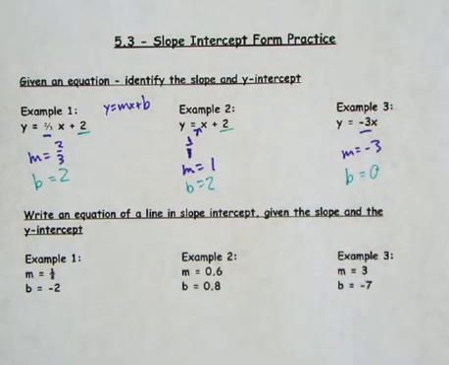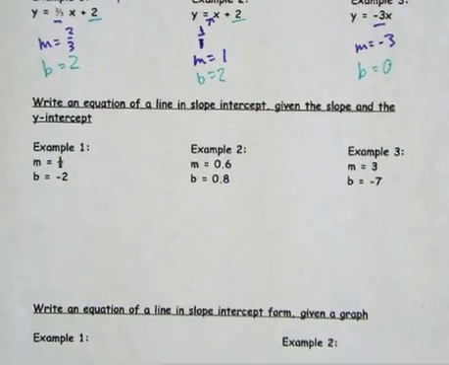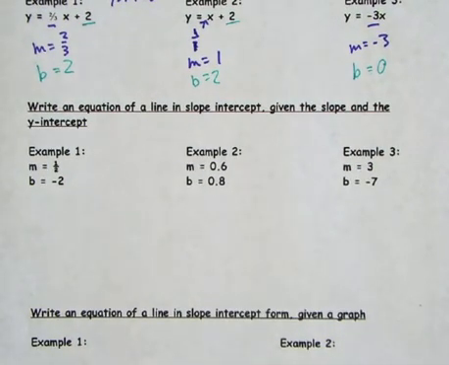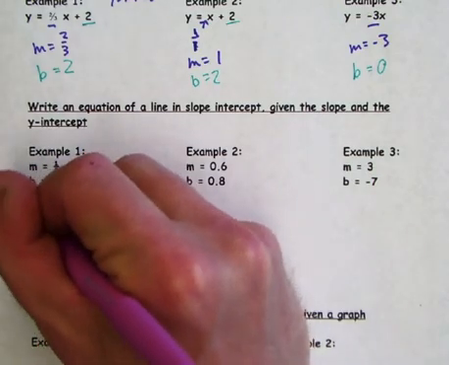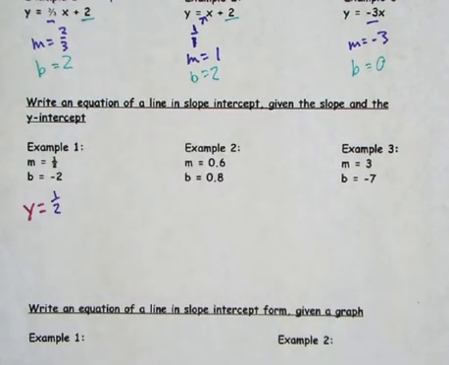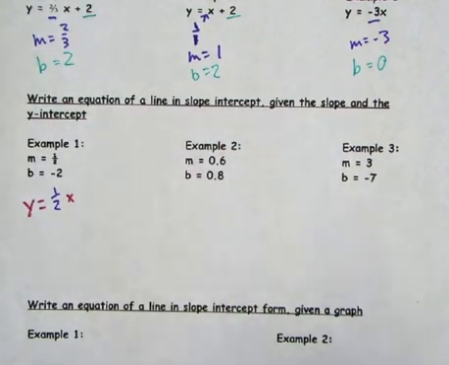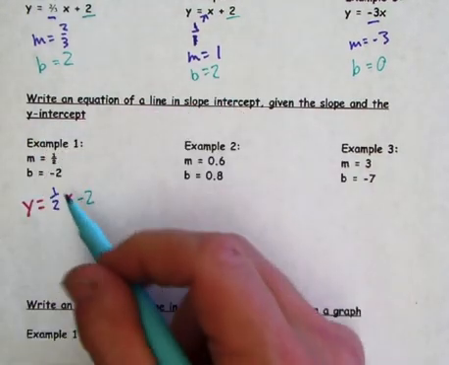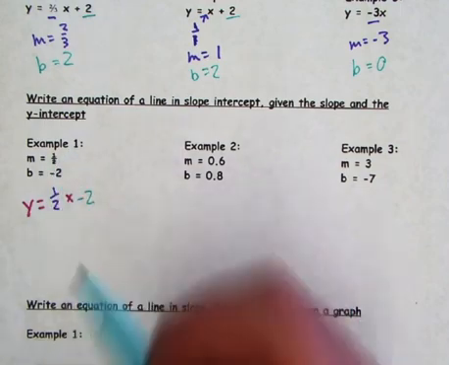Cool. Now, coming down here, it says, write an equation of a line in slope-intercept form, given the slope and the y-intercept. Okay? So here we have, I'm going to keep sticking with my colors, the slope is 1/2, b is -2. So we have y equals 1/2 x minus 2. Our slope m goes in here, y equals mx plus b, y equals 1/2 x minus 2.